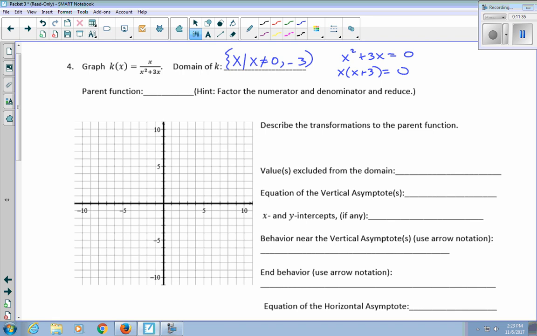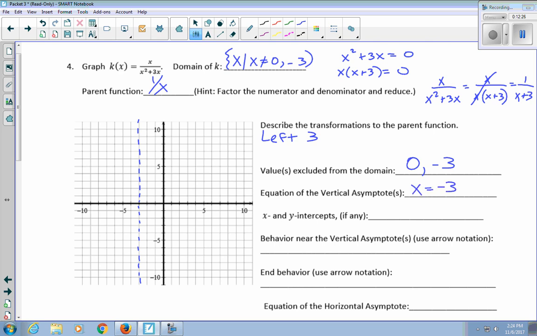Parent function, it says factor the numerator and denominator and then reduce, right? So k of x is x over x squared plus 3x. Factor the denominator, and the x's cancel, and you get 1 over x plus 3, which means my parent function is 1 over x. Describe the transformation, that's left 3. Values excluded from the domain, again, 0 and -3. Okay, so my asymptote is at -3 because I'm moving left 3. So that vertical asymptote is x equals -3.